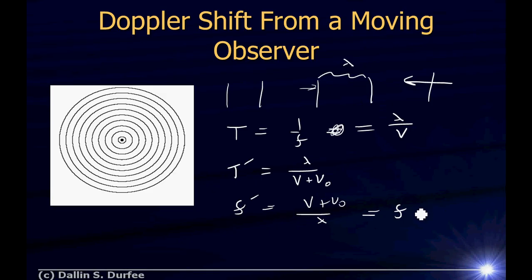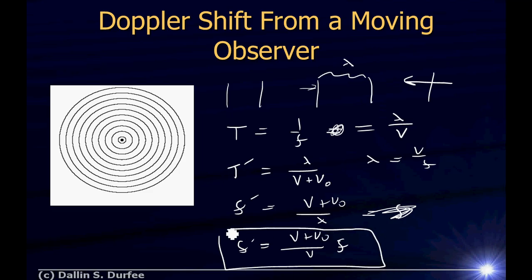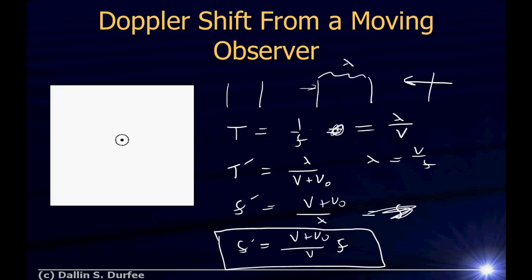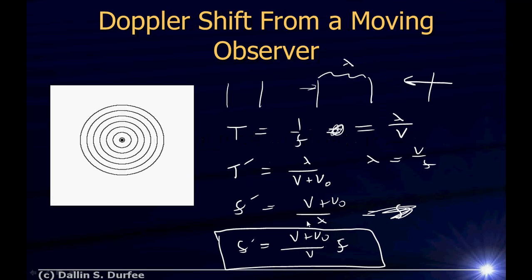So this is going to simply be, let's actually write this out. Lambda, we don't want to get rid of lambda. Lambda is just v over f. So let's write that out: v plus v naught divided by v over f. And so there it is. Let's circle that and say that's what you get if the observer is moving. And that's exactly what we saw up here, the equation from the book. If the source is not moving but the observer is, it's just v plus v observer times f.